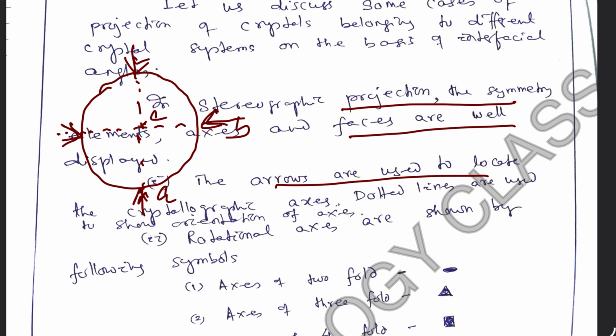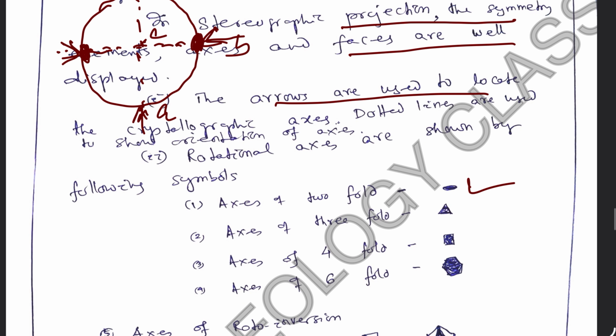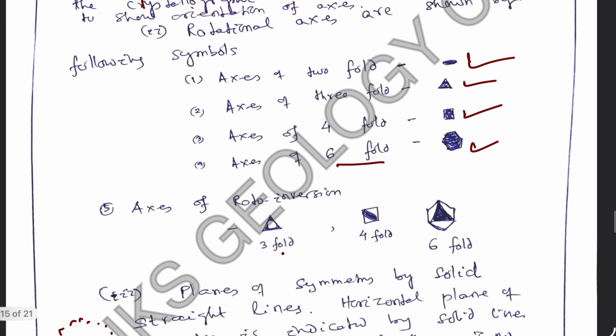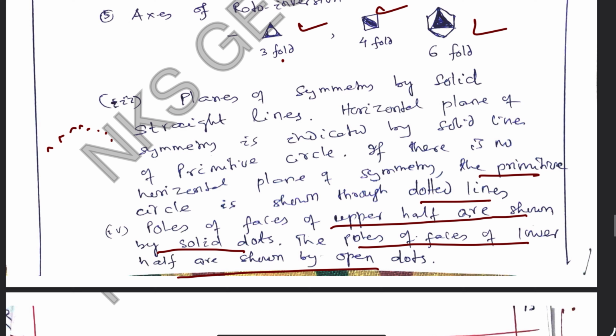And if this axis is an axis of two-fold symmetry, then these ovals are used to represent the two-fold axis, triangles the three-fold axis, squares the four-fold axis. These hexagonal shaped diagrams represent the six-fold axis. Similarly, there are symbols for the three-fold, four-fold, and six-fold rotoinversion axes. These are the symbols which are being used.